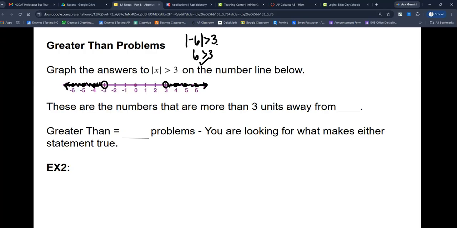Most of the time, but not always, whenever you have a greater than problem, your answers are on the ends of the graph. They're not between two numbers, they're on the ends of the graph. And these are the numbers that are more than 3 units away from 0. Greater than problems are or problems. So like on that last problem, the answers that worked were less than 3 and greater than -3. They were between two numbers. Here, you've got two separate sets. We could either have numbers less than -3 or greater than +3.